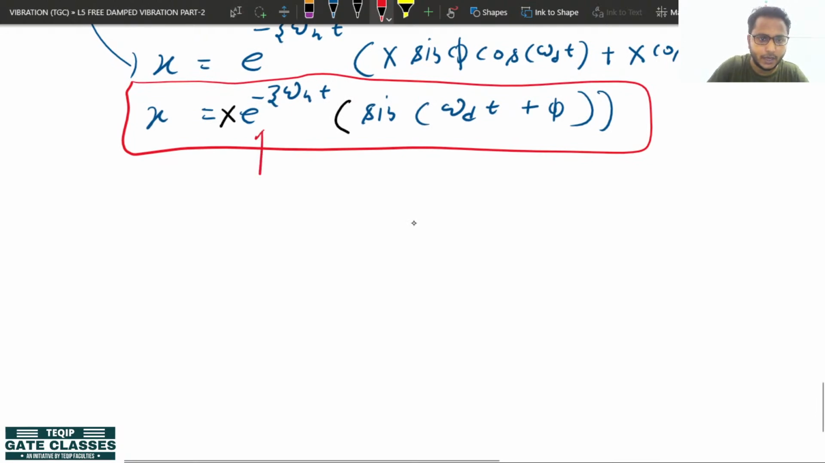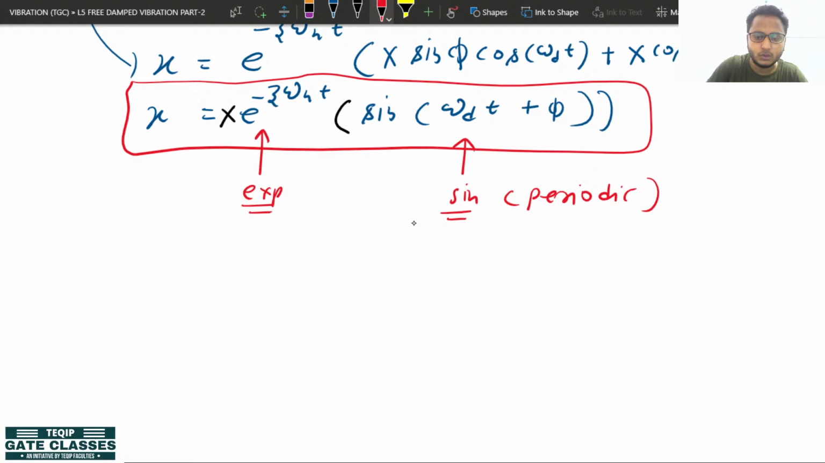We have an exponential function, and we have a sinusoidal function, or we can say a periodic function. We have to find out whether it is with respect to time or something like an angle. It should be with respect to time. The periodic motion must be with respect to time.